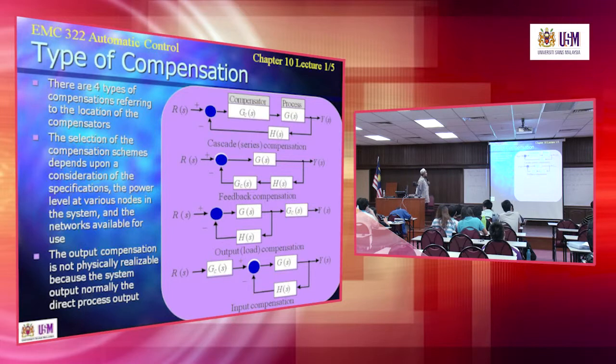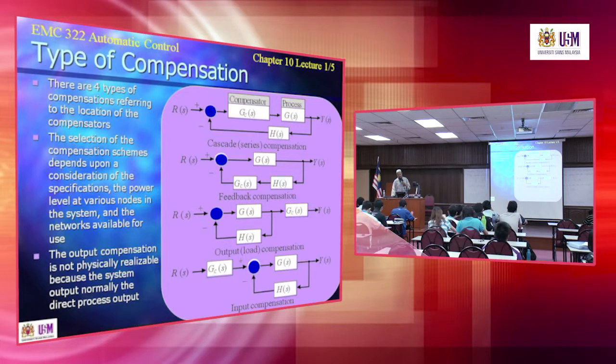And then the other type of compensator is when we locate the GC, the compensator, after the sensor, after the feedback component. This is the sensor, so we locate it here before the comparator, and this system is called feedback compensation because we locate it after the feedback component.